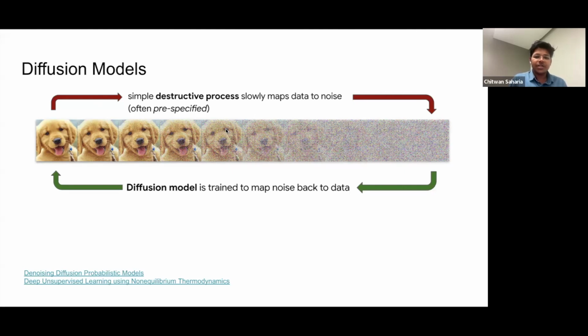And what we are actually interested in is training a model that can reverse this destruction process. The logic behind it is that if we can learn how to reverse this destruction process, then we can start from Gaussian noise and we can get a new sample from the data distribution. So that would be pretty amazing if we are able to do that.